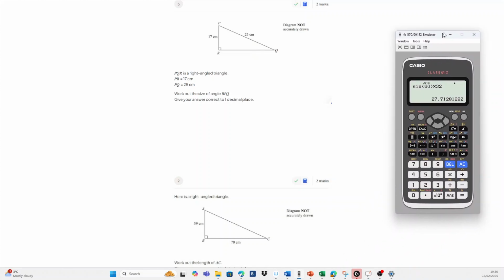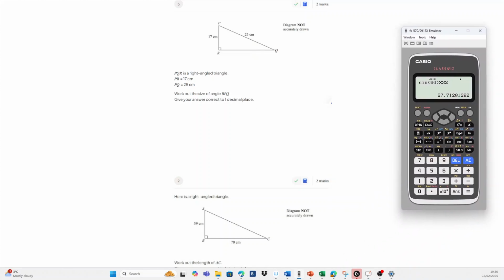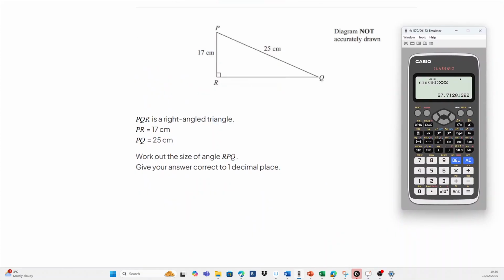Okay, on to the next question, which is it Pythagoras? Is it trig? Let's have a look. We want to work out the size of angle, so definitely trig, RPQ. Now, RPQ, we're looking at the middle part, which is the P part. So we want to go and find the P angle, which is this one over here.